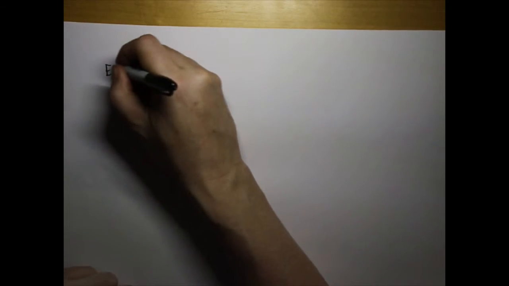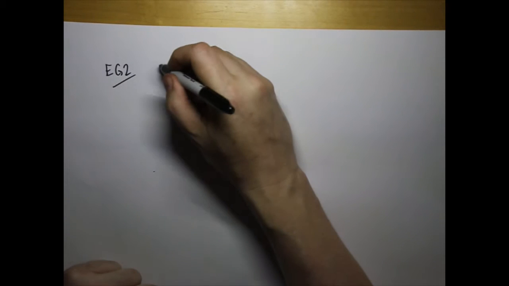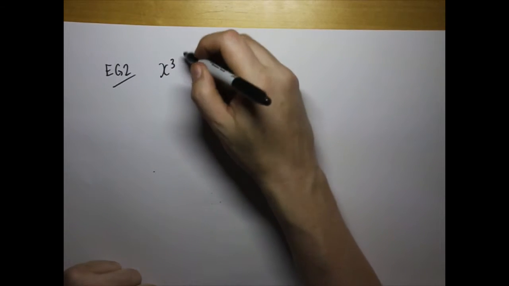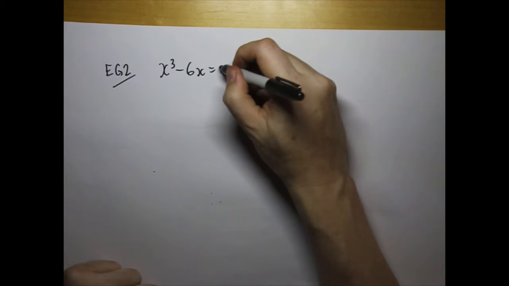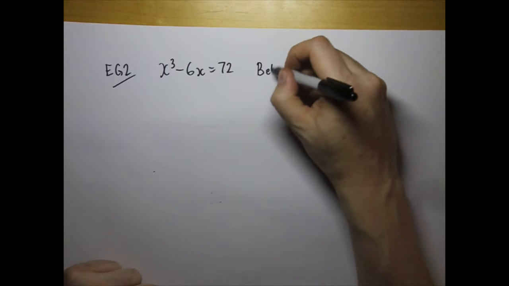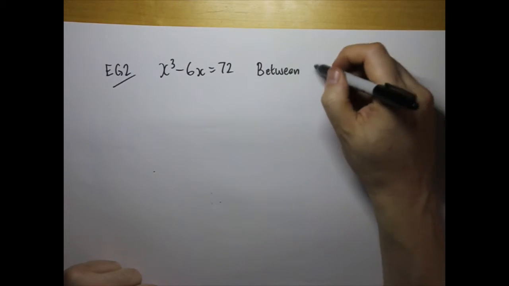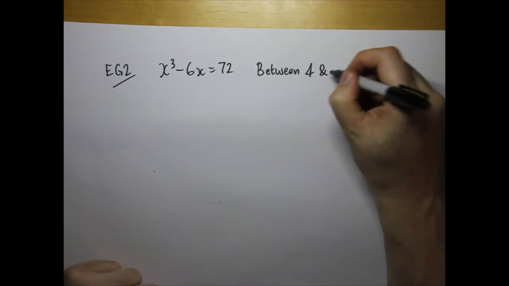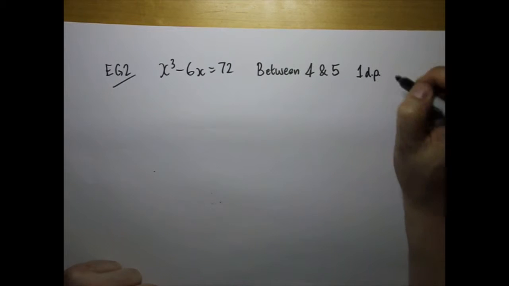So here's another example. This time we have x cubed minus 6x equals 72. Again, we're given a clue about where it is. It's between 4 and 5 on this occasion, and again it's to 1 decimal place.